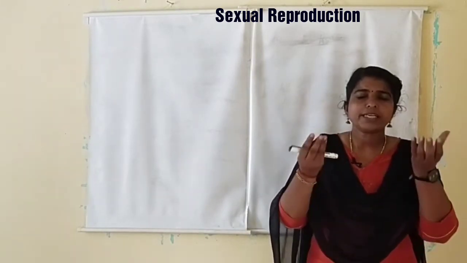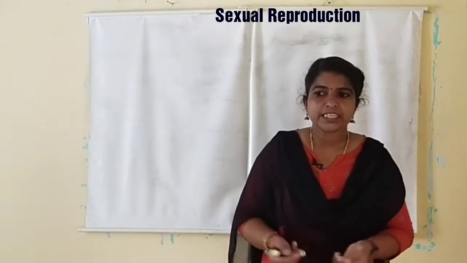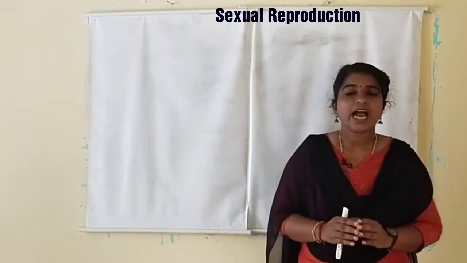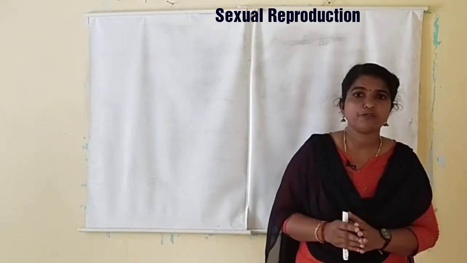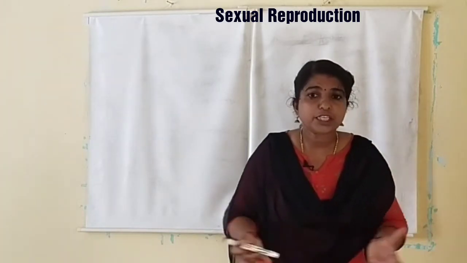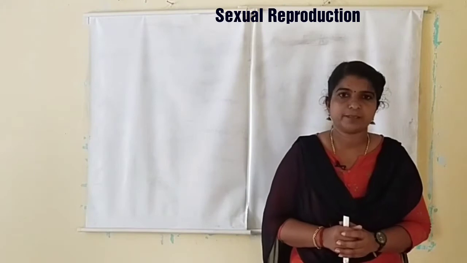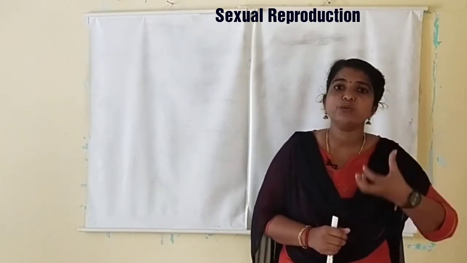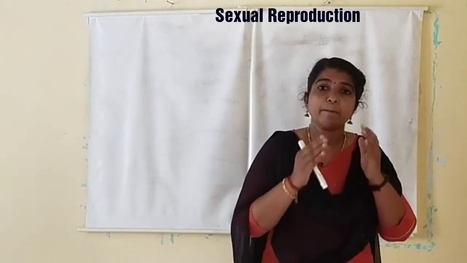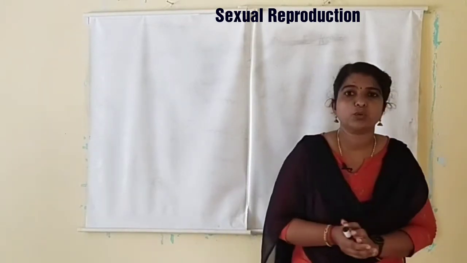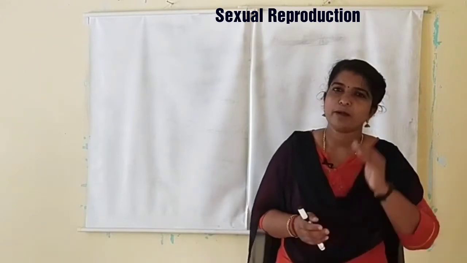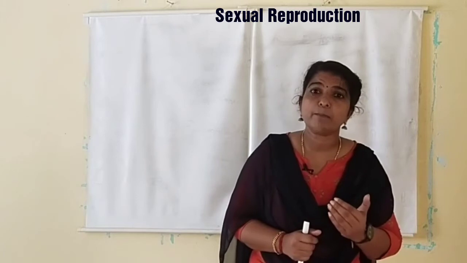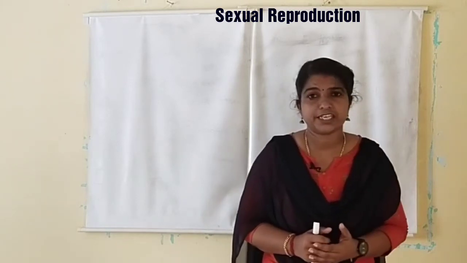And during sexual reproduction, these two individuals with different variations combine, and it results in the formation of a new individual with a combination of variations. So that new individual with new variations can better adapt to that particular environment. So the main advantage of sexual reproduction is that it brings about variations.